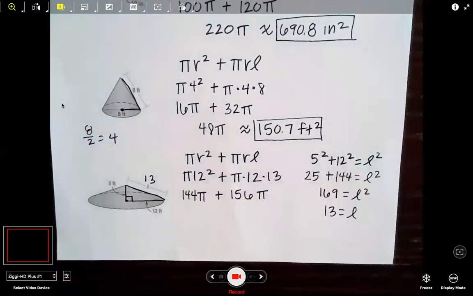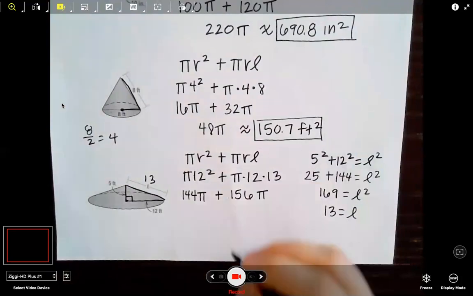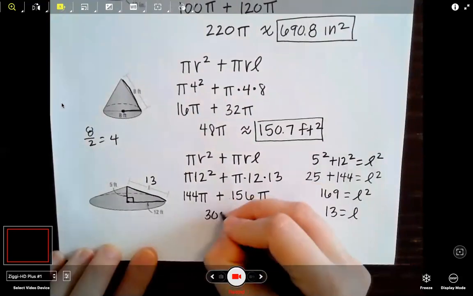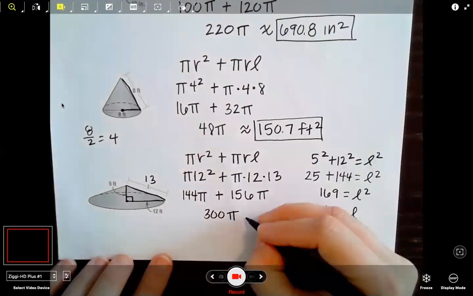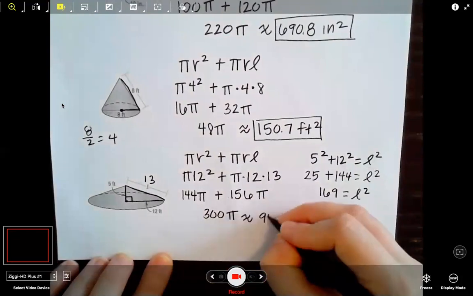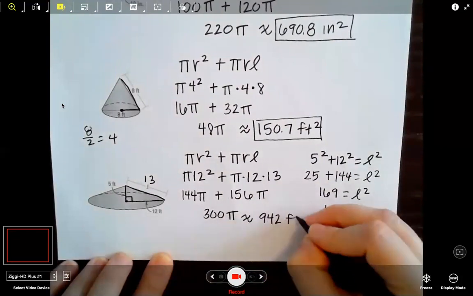Let's add those pi's together. So 144 plus 156. 300. Yep, you're right. 300. Good job. And now we're going to take 300 times 3.14, or the pi button. 942. That's what I got. Feet squared.